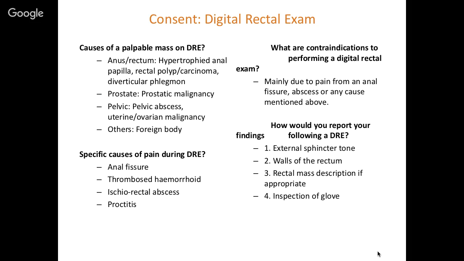Talking about the tone, is it normal or reduced? I just go around the walls of the rectum. Anteriorly, could you feel the two lobes of the prostate with the midline furrow? Did you feel on the lateral sides any masses or enlarged lymph nodes? And towards the back, talking about the coccyx as well, which should be normal. If you find a mass, describe it: where it is, consistency, all those kinds of things, and then inspection with the glove.